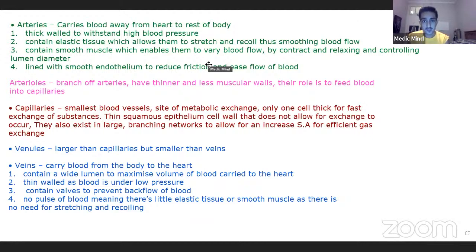What is the order in which the blood passes through these blood vessels? So heart, artery, arteriole, capillary, vein, venule, heart. Sorry, no, wrong way around. Artery, arteriole, capillary, venule, vein, heart flow.